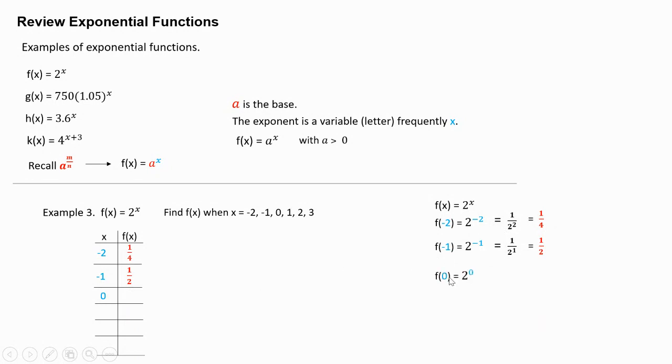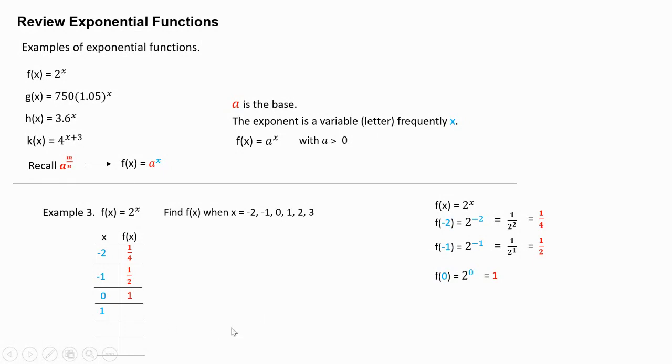Now let's try 0, f of 0. Anything to the 0 power will be 1. It doesn't matter what it is. So 2 to the 0 power is equal to 1. And that's an important rule that you guys need to know. Right? So when x is 0, y is 1.